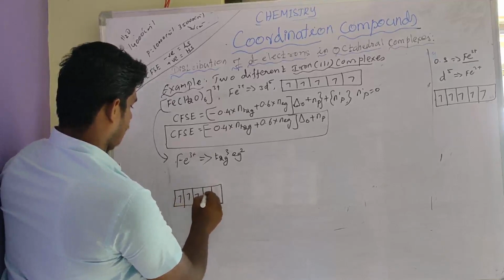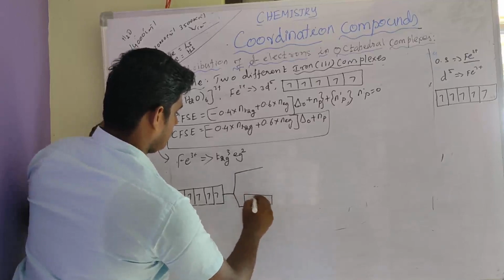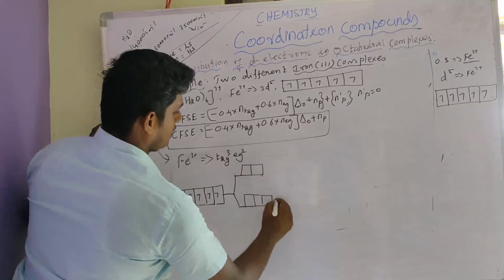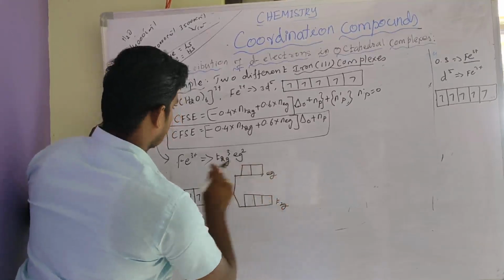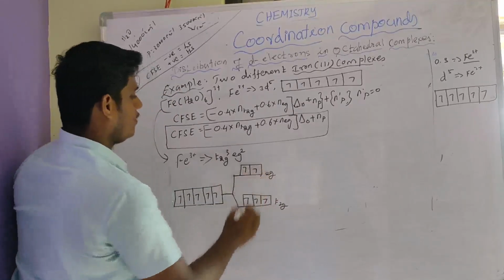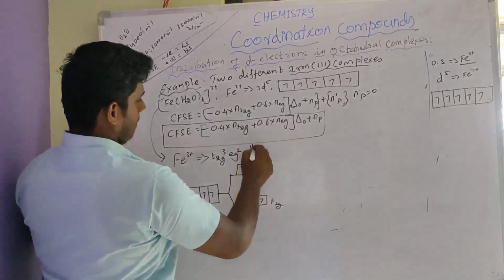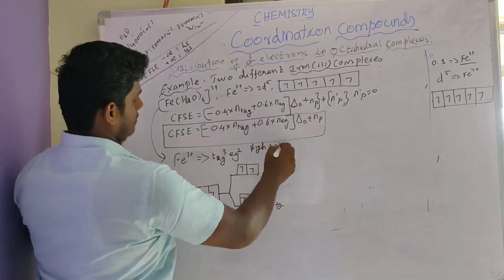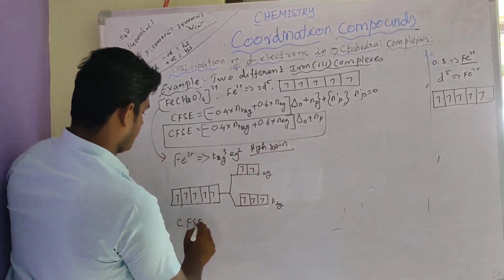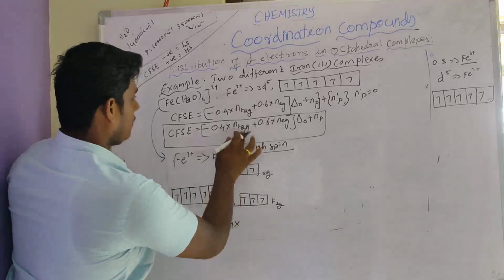1, 2, 3, 4, 5 split into 2 energy levels, the t2g and the eg. In t2g, 3 electrons: 1, 2, 3, and also 4 and 5. Three electrons are present in t2g. It is called a high spin complex.